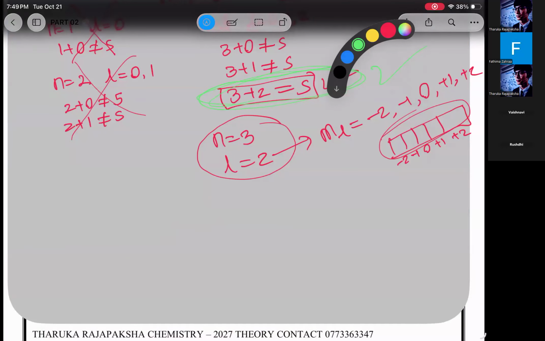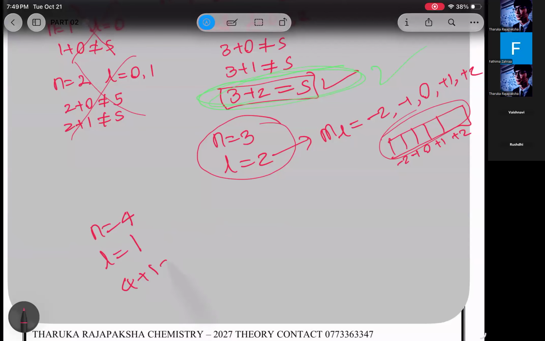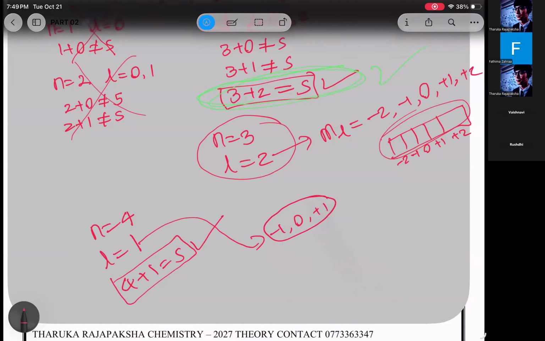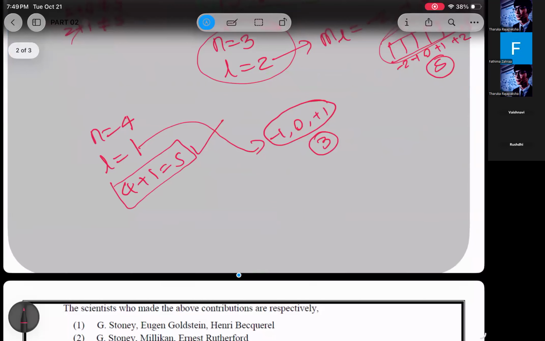You are looking at n equals 4 and l equals 1. That is possible. So now 4 plus 1 is equal to 5. Now we are looking at the m sub l values possible here. The m sub l values possible there are minus 1, 0, plus 1. So here 3 orbitals. මෙතන 5යි මෙතන 3යි. So altogether now 8.